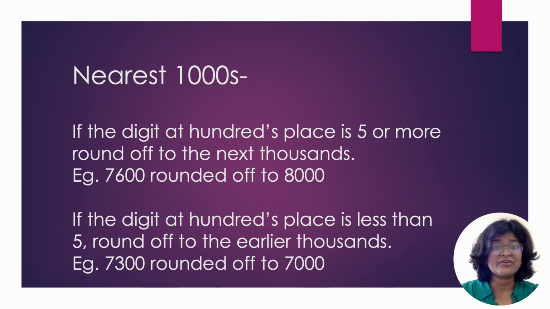How do we round off to the nearest thousands? If the digit at the hundreds place is 5 or more, we round off to the next thousands. And if the digit at the hundreds place is less than 5, we round off to the earlier thousands. So this 7,300 will be rounded off to 7,000.